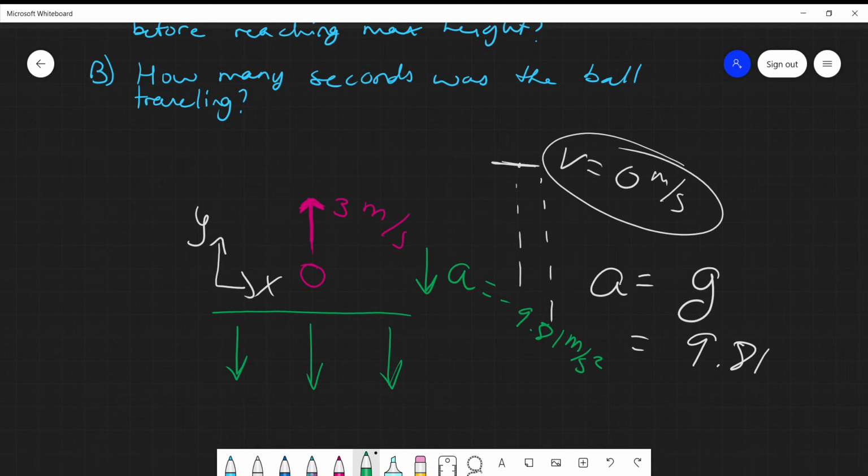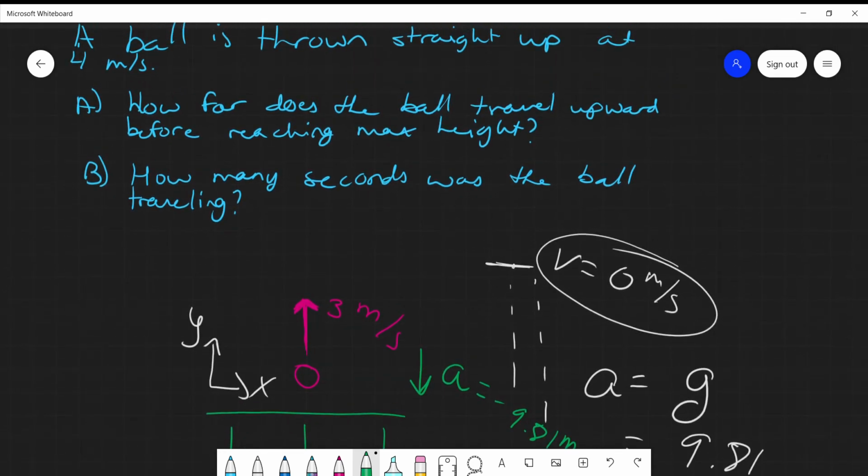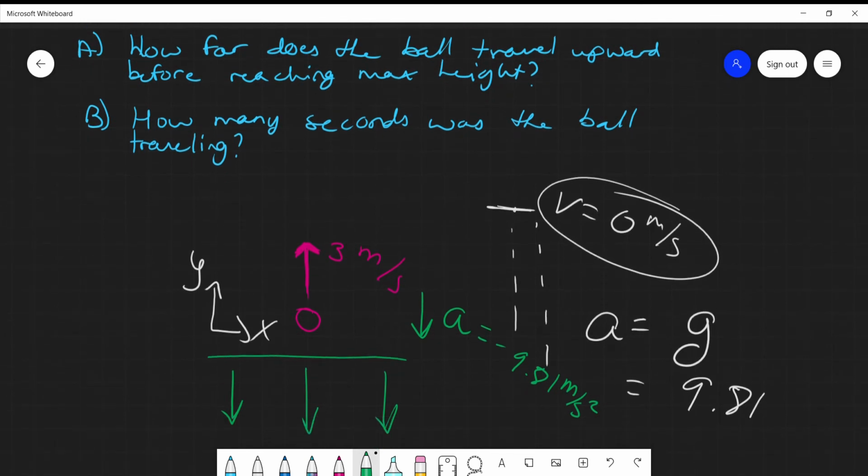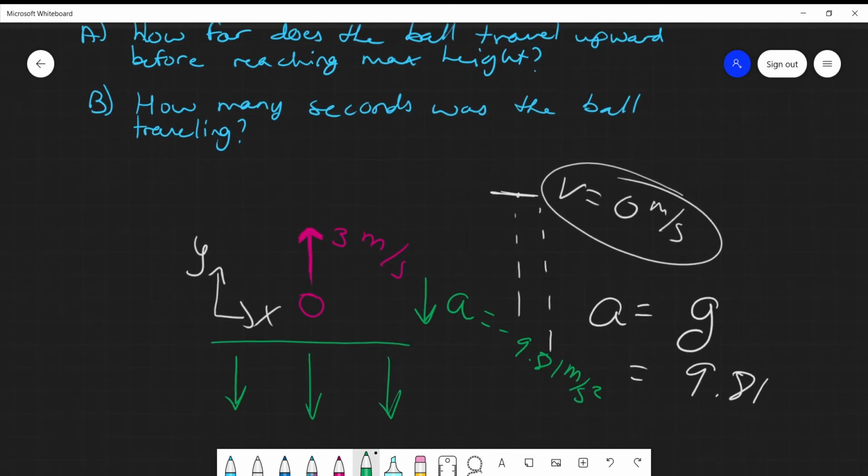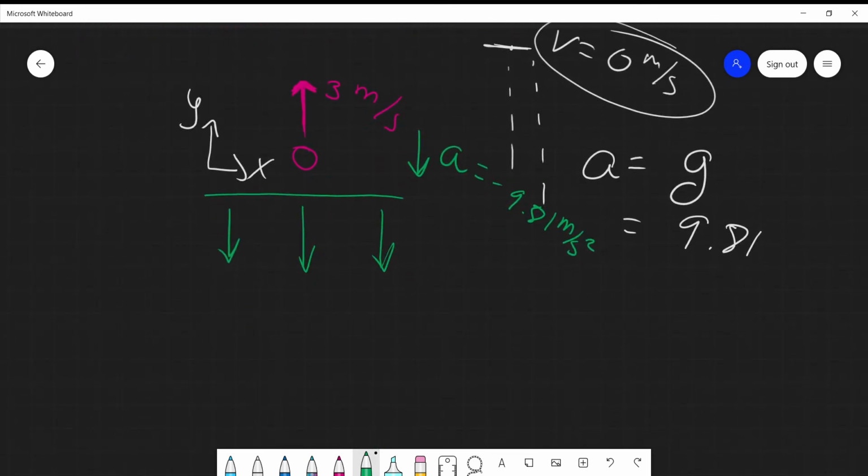Okay. So, we want to know how far the ball travels upward before reaching max height. I did not write down the kinematic equations in this scenario. If you don't know what they are, some professors and the internet have subtly different ways of writing them, but there are 3 equations.